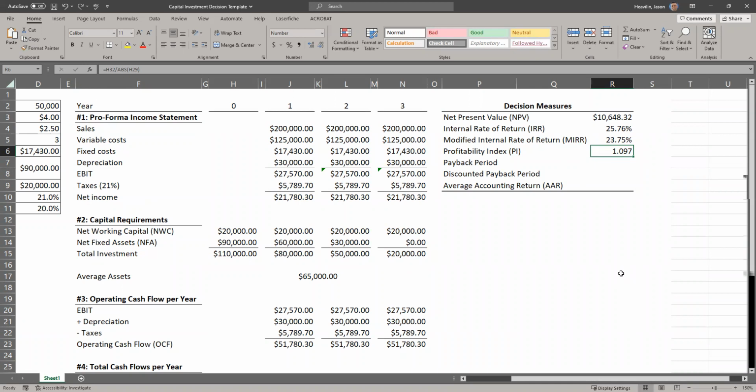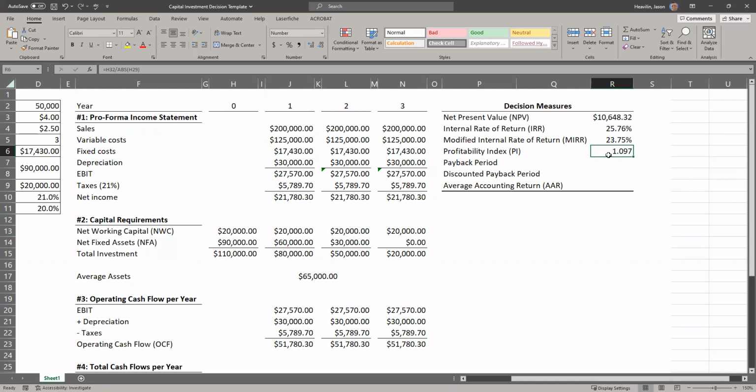Technically speaking, anything above 1, you accept the project. Anything below 1, you reject the project. If it's 1, that's the same as saying NPV 0. And that's where people are on the fence. Some argue that at NPV zero, or profitability index of 1, you should reject. Others say you should accept. But that's that indifference point.